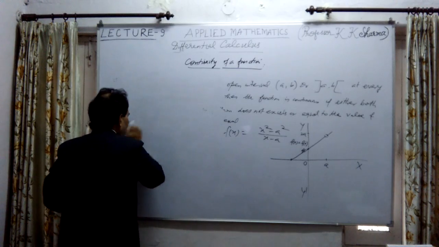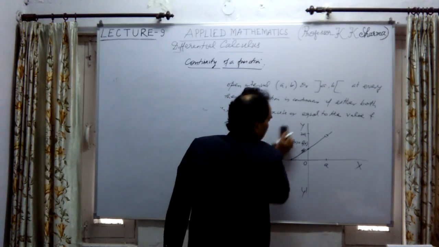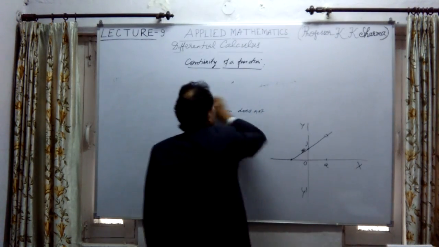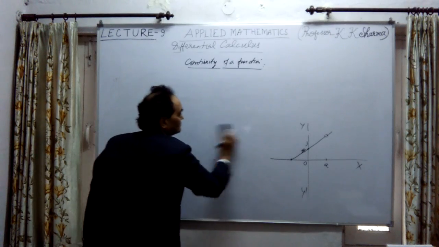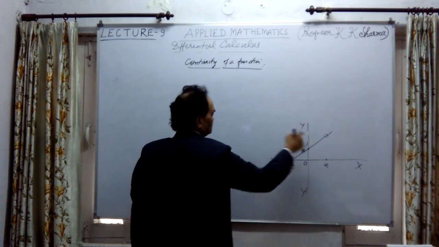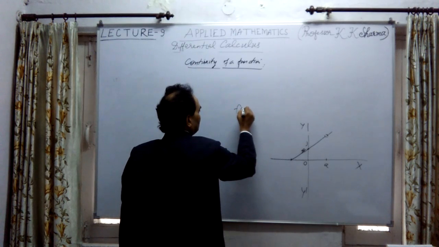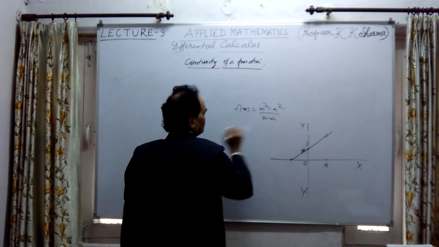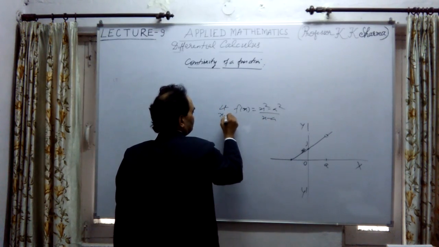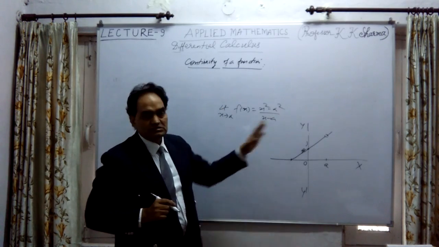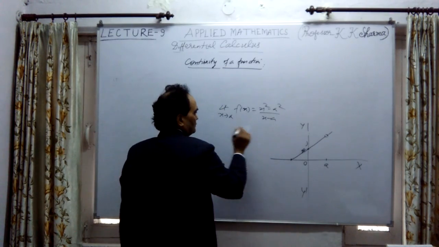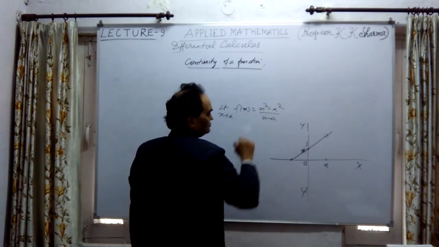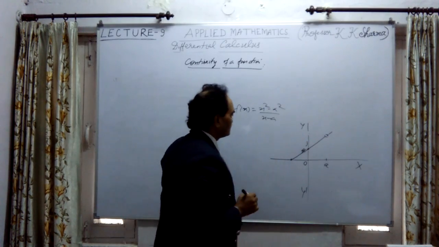Now let me define it in another way. Here f(x) equals x square minus a square upon x minus a, the limit as x tends to a. In this case the function is not continuous because this is a 0/0 form as x tends to a. The function is not defined at x equal to a, so the function is not continuous.